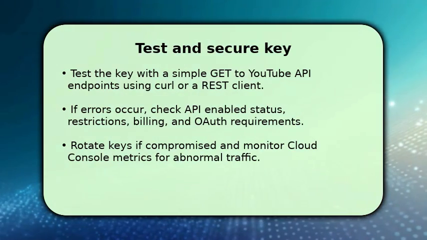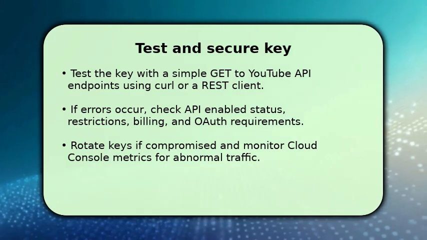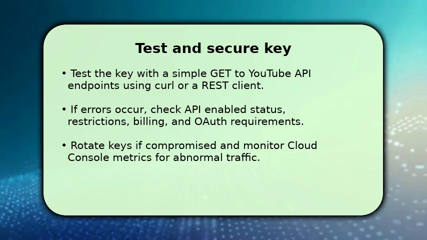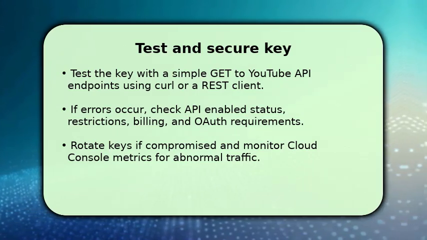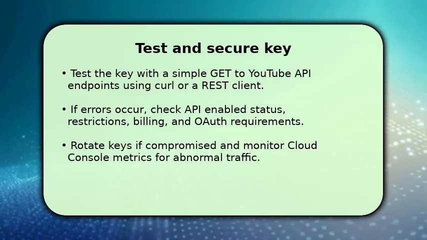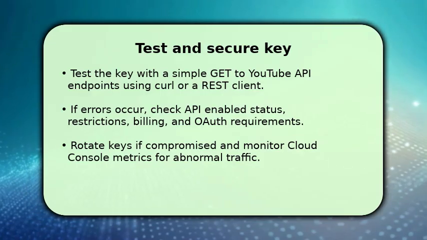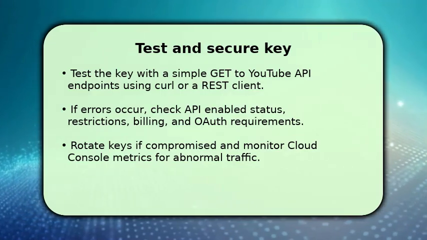Finally, you validate and secure the key before wide use. Test a basic API request with curl or Postman to confirm it returns expected JSON. If you see 403 or 401 errors, check that the YouTube API is enabled, your key restrictions match the request origin, and billing or daily quotas aren't blocking calls.